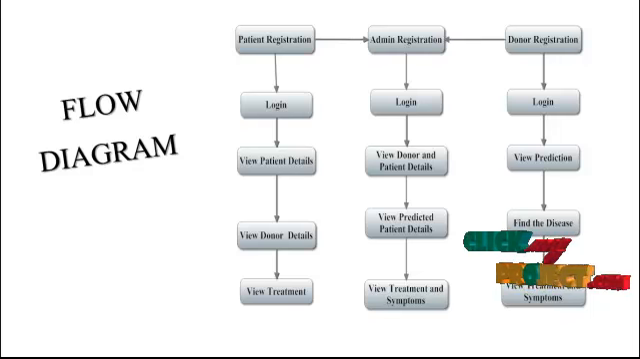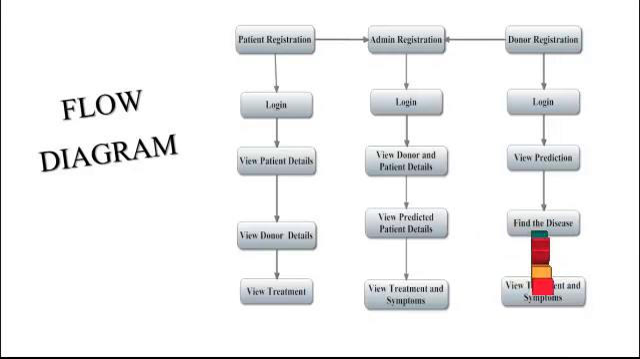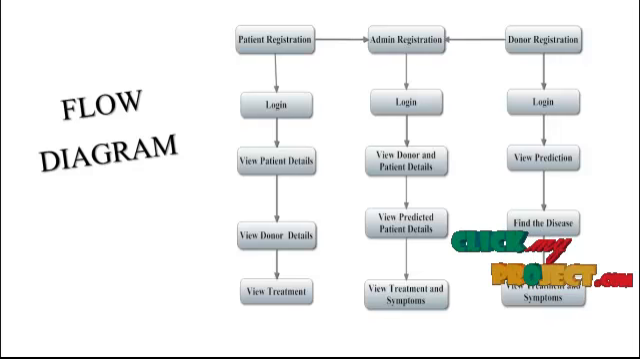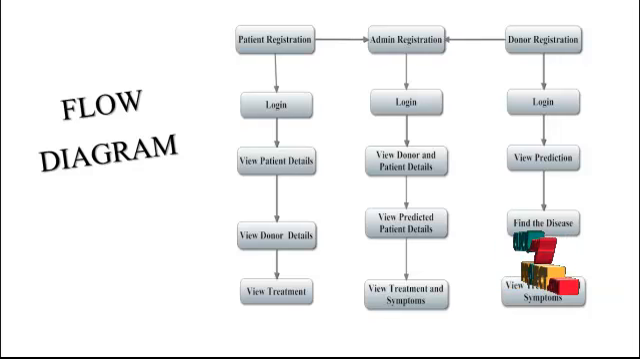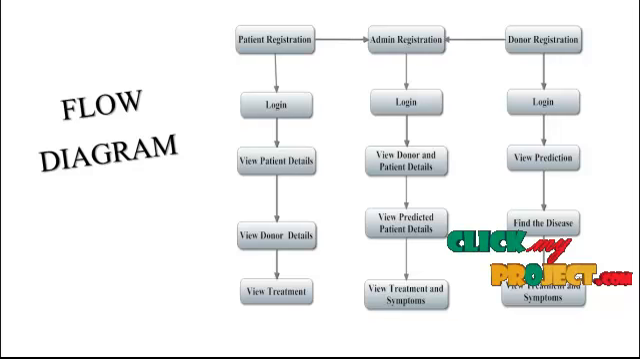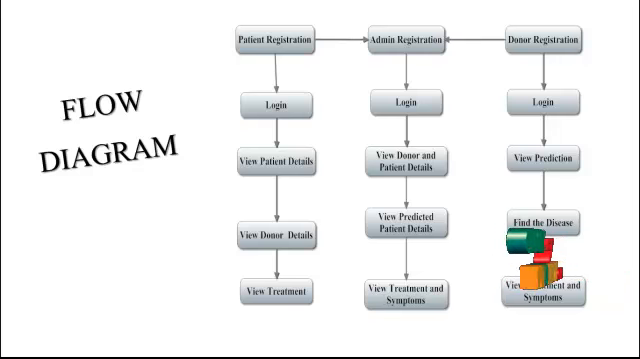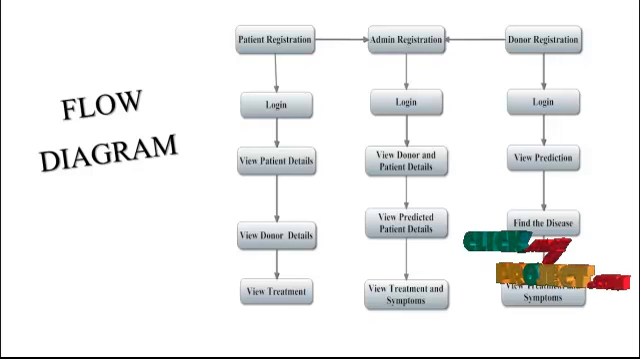Donor and next administrator. The administrator, that is the admin, verifies all users and stores the data from all users to the server. Next, the admin views donor and patient details, based on who is registered as a donor and who is registered as a patient. And next, view predicted patient details. Suppose the patients send details to the admin, who views and predicts the details based on the user's electronic medical records and health records. And next, view treatment and symptoms. The symptoms and treatment, based on the disease given by the user, are sent to the patients.